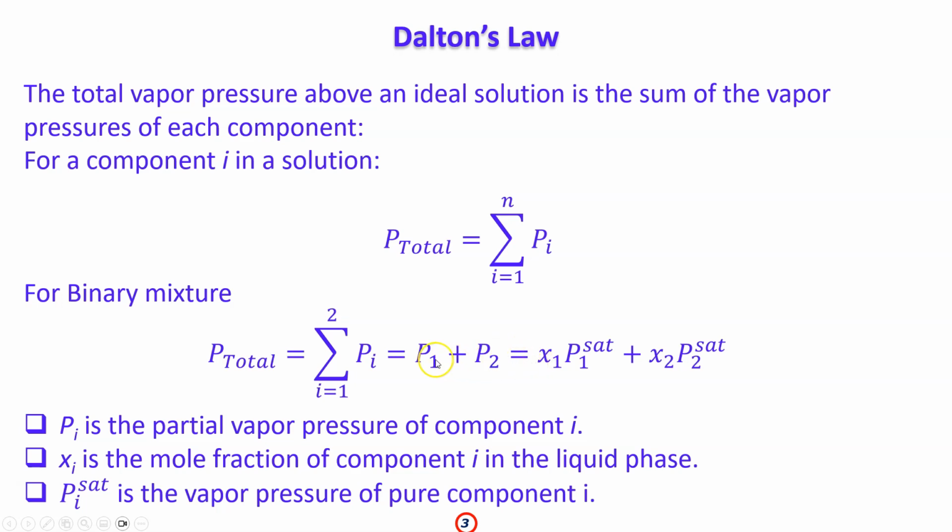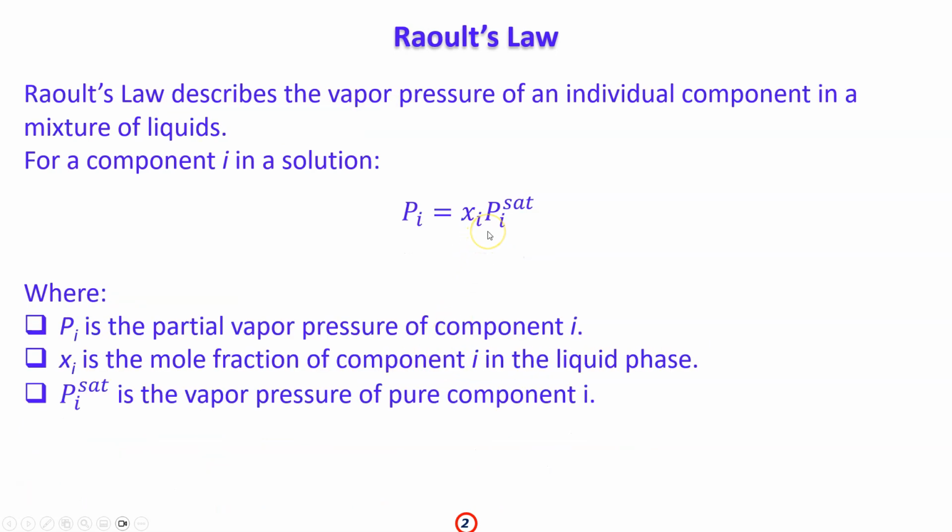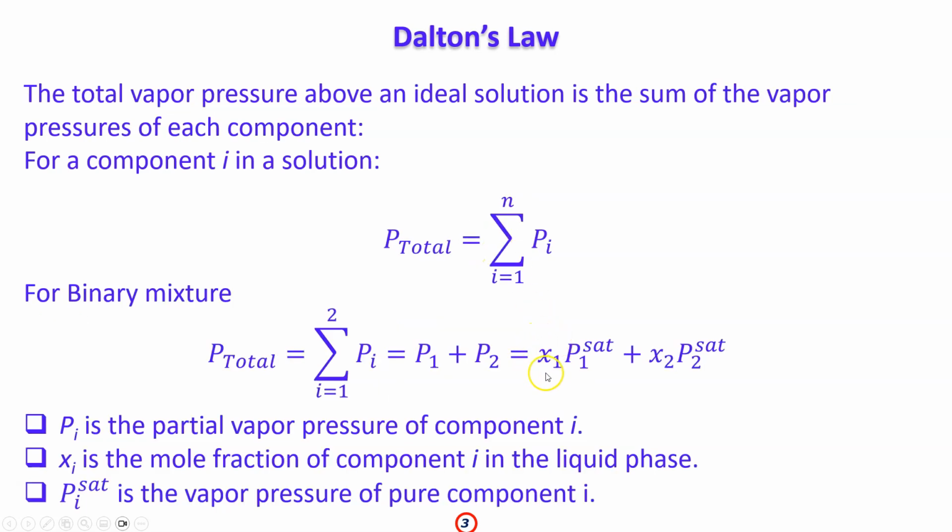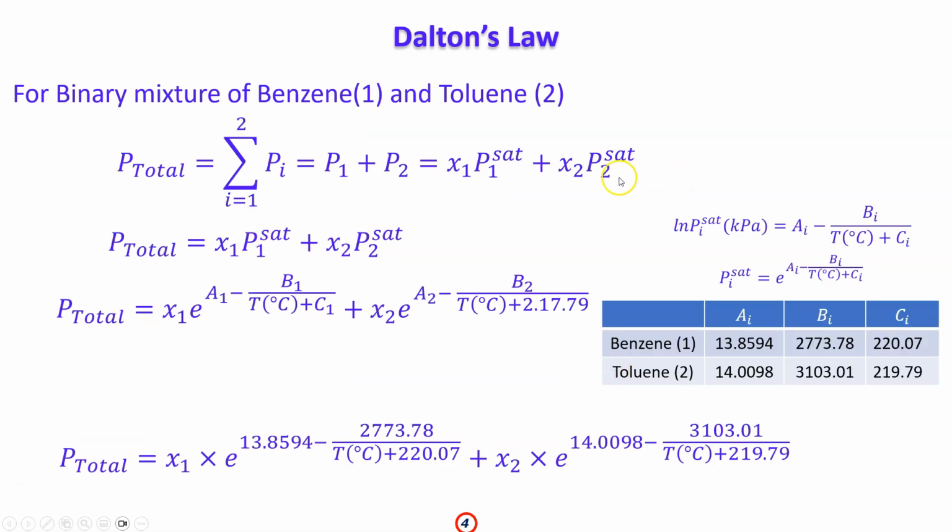Now we know that partial pressure is equal to mole fraction times vapor pressure. So we can write x1, the mole fraction in the liquid phase in the solution, times the vapor pressure of that component, plus the mole fraction of the second component times P2 saturated, the vapor pressure of component 2. Now we got that P total is equal to x1 P1 sat plus x2 P2 sat. Now we know the Antoine equation: ln Pi sat is equal to Ai minus Bi over T in degrees centigrade plus Ci. Here Pi saturated will be e to the power of Ai minus Bi over T plus Ci. Now we plug that in for Pi sat.